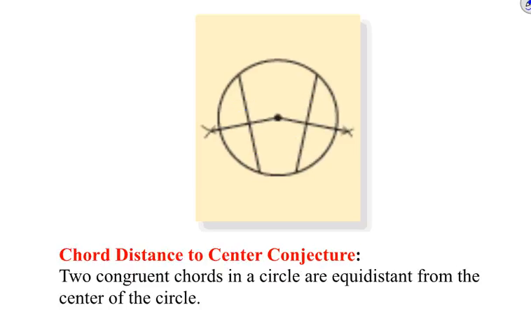Next we have the chord distance to center conjecture. And it states that two congruent chords in a circle are equidistant from the center of the circle. So in this case, we're being told that the two chords are congruent. Therefore, we can conclude that their distance to the center is the same.